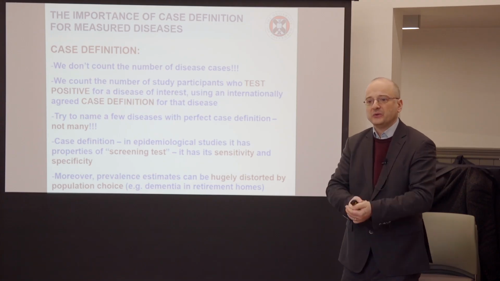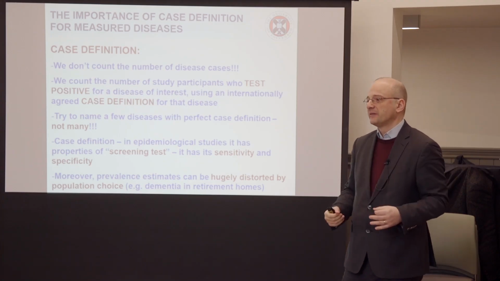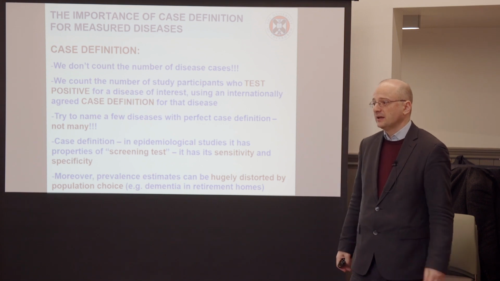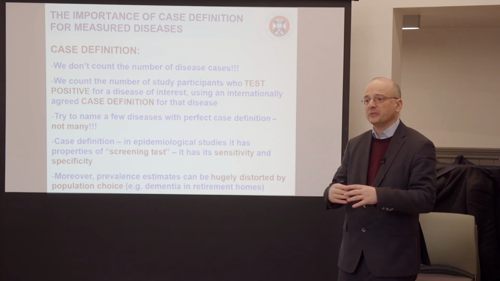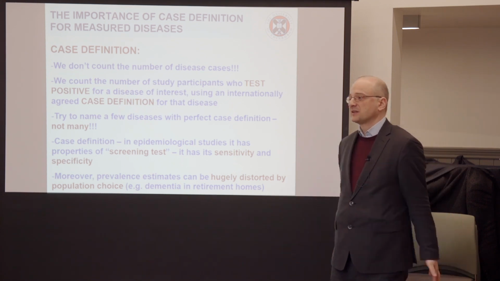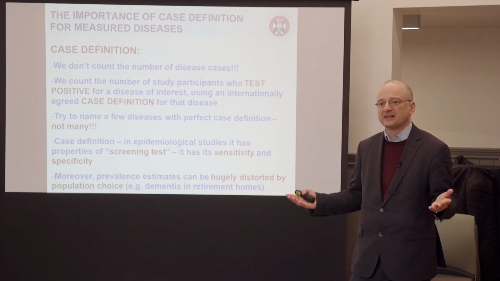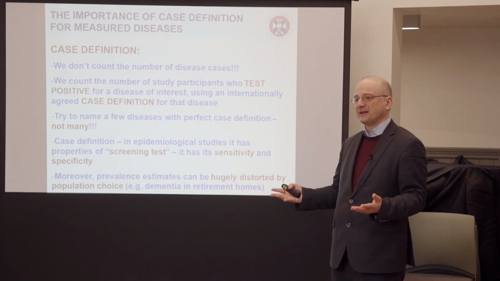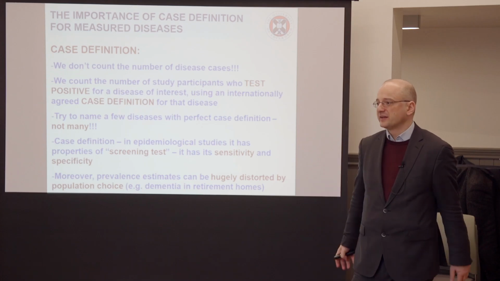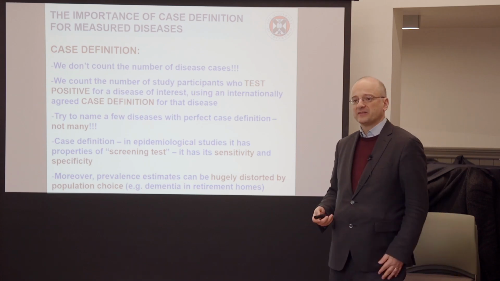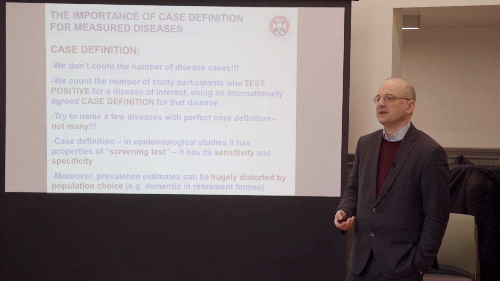This is yet another problem with prevalence studies. If you want to test for the prevalence of dementia in the population, don't go to retirement homes. Although that's the most logical place to go. All the people are there, dementia is a disease of old age, so why not just go to a retirement home and measure the prevalence of dementia there, because there you will find some dementia cases.